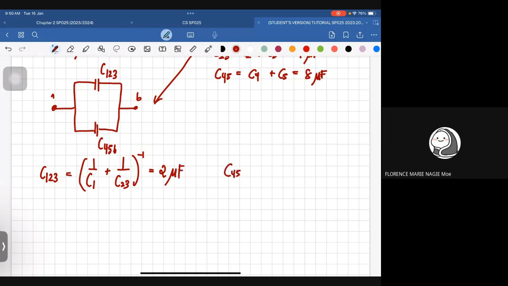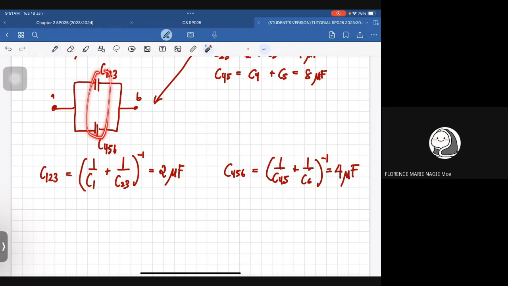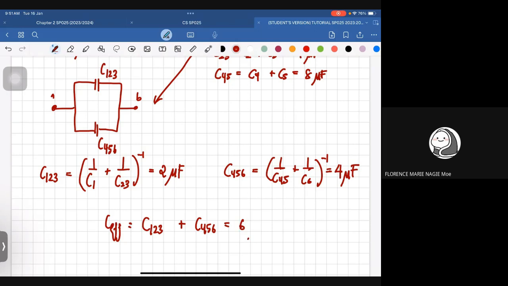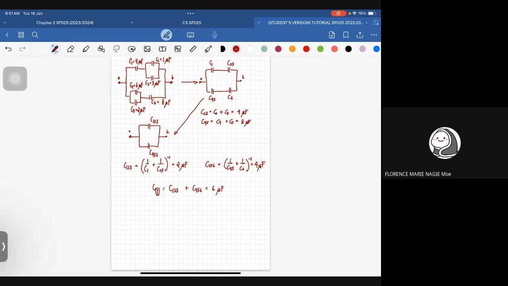Buat juga benda yang sama. So for C456, this is 1 over C45 plus 1 over C6 to the power of -1. Kamu akan dapat 4 microfarad. Okay. Lepas tu, effective capacitance is just the combination of this lah. Macam yang saya cakap tadi, this is in parallel. So, the effective capacitance is C123 plus C456. So, 2 tambah 4, kamu akan dapat 6 microfarad. Okay, so ini cara kamu simplify lah.